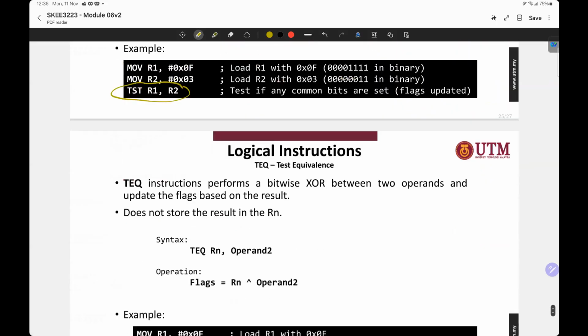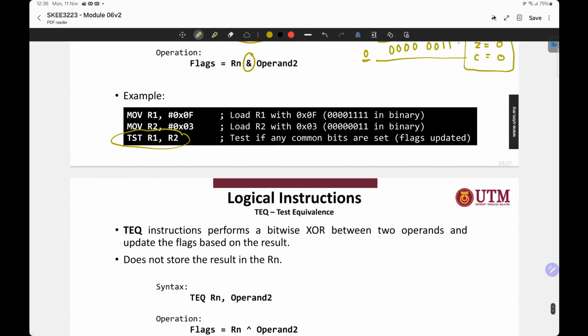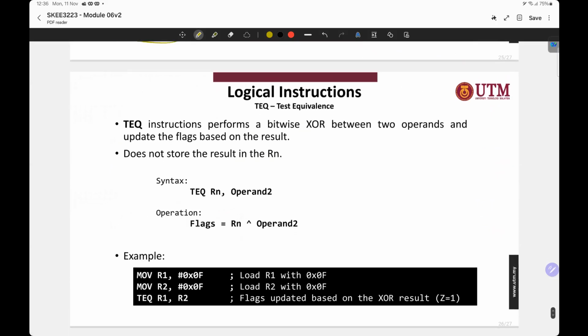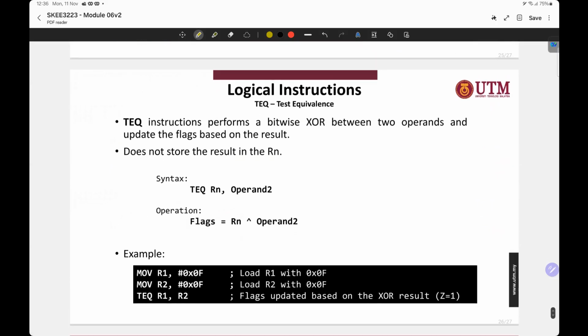Okay, moving on to the next slide. The last slide here is the TEQ instruction. TEQ is test equivalence. This is similar to the previous one. You do a bitwise operation, then after that, the flags will be updated accordingly.